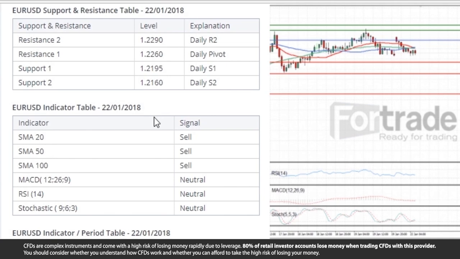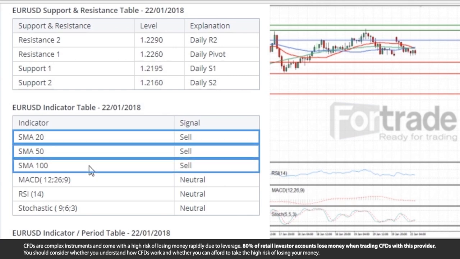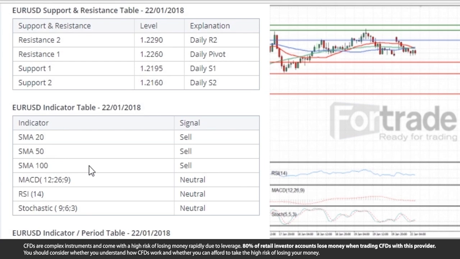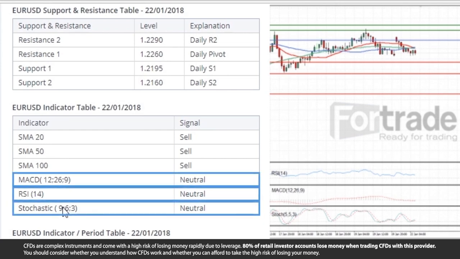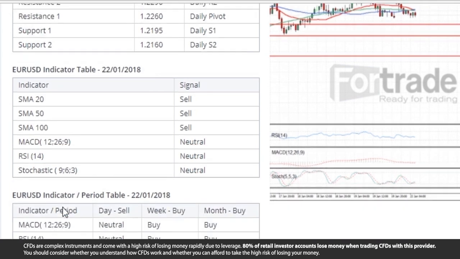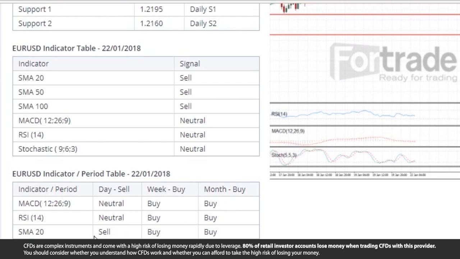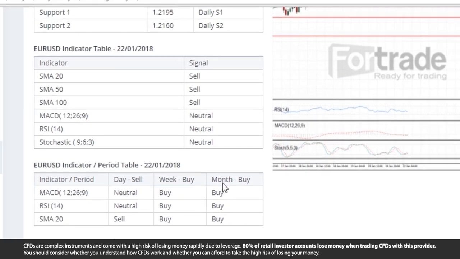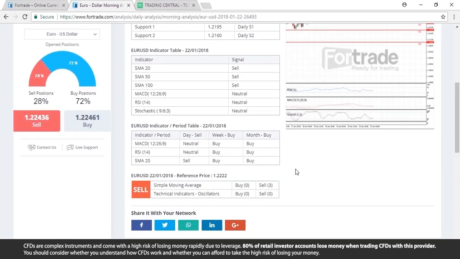This table contains 3 moving averages set at 20, 50 and 100 periods. Periods are set at a 1-hour level, so these are 20-hour, 50-hour and 100-hour moving averages. There are also 3 more oscillators: MACD, RSI and stochastic. The next table shows technical signals, where we have an overview of technical indicators on a daily, weekly and monthly level. You can see how to open positions using the MT4 platform on our MT4 Basics video.